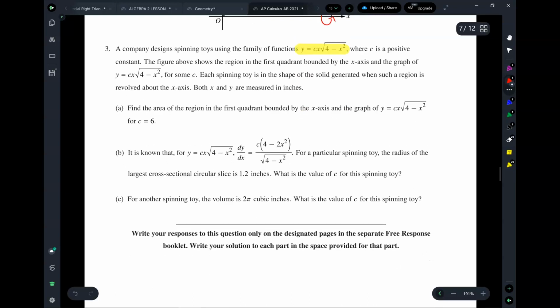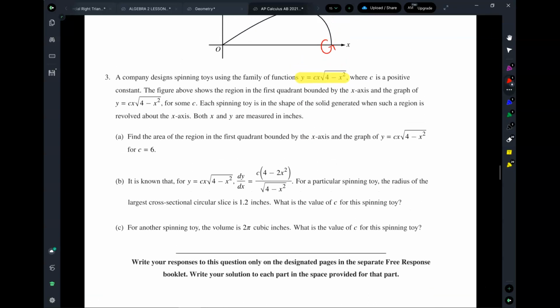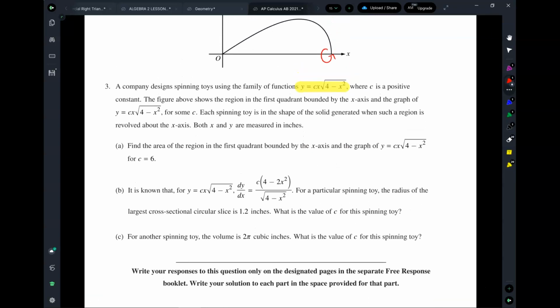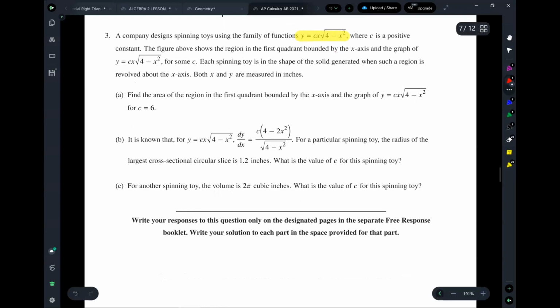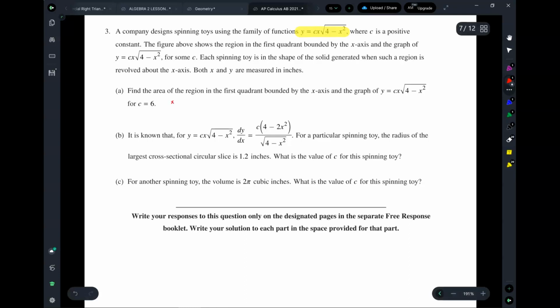first it says find the area of the region in the first quadrant bounded by the x-axis and the graph of this for c equals 6. Okay, what I need to know is what these values are. What are the x-intercepts for this function? So before I do anything, let's find the x-intercepts.